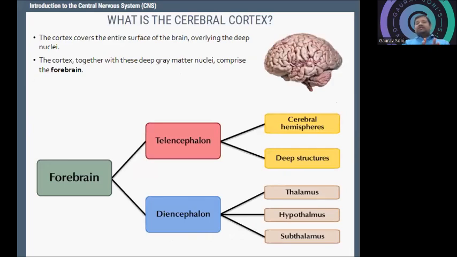Cerebral cortex means the covering of the entire surface of the brain overlying the deep nuclei. The cortex together with deep nuclei is called the forebrain. If you see here, the forebrain can be divided into two parts, telencephalon and diencephalon. Telencephalon means the cerebral hemispheres and deep structures. Diencephalon means thalamus, hypothalamus, and subthalamus. And simply remember, anything related to the thalamus will be connected with the diencephalon, and other parts will be from the telencephalon.